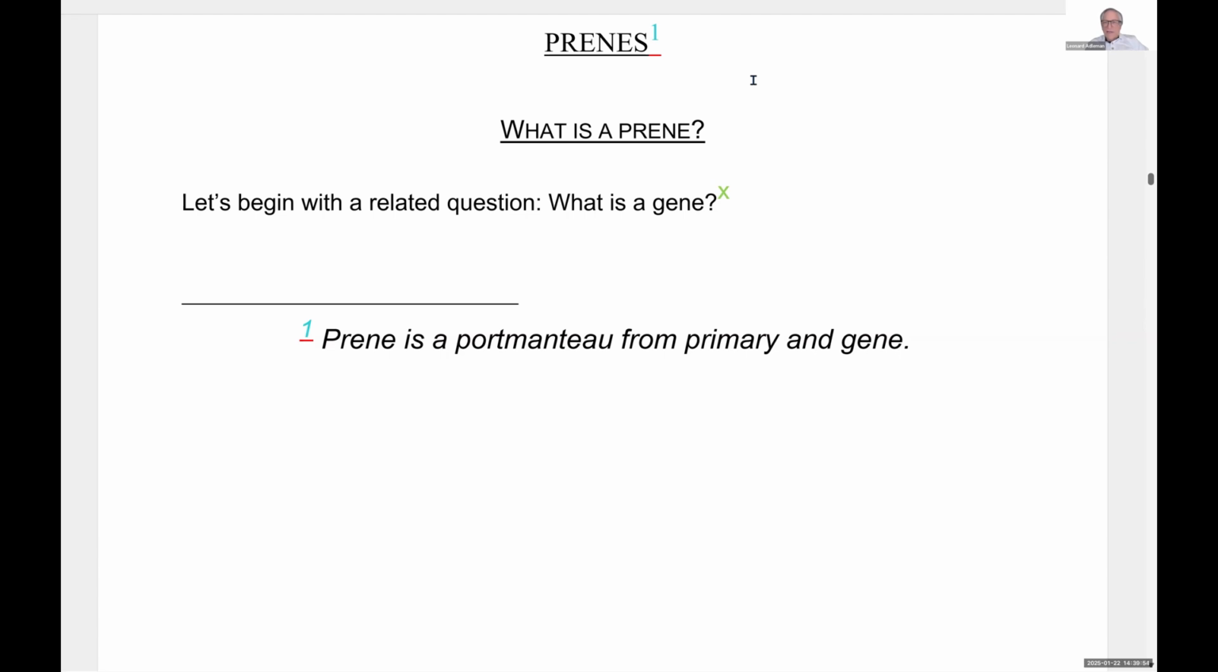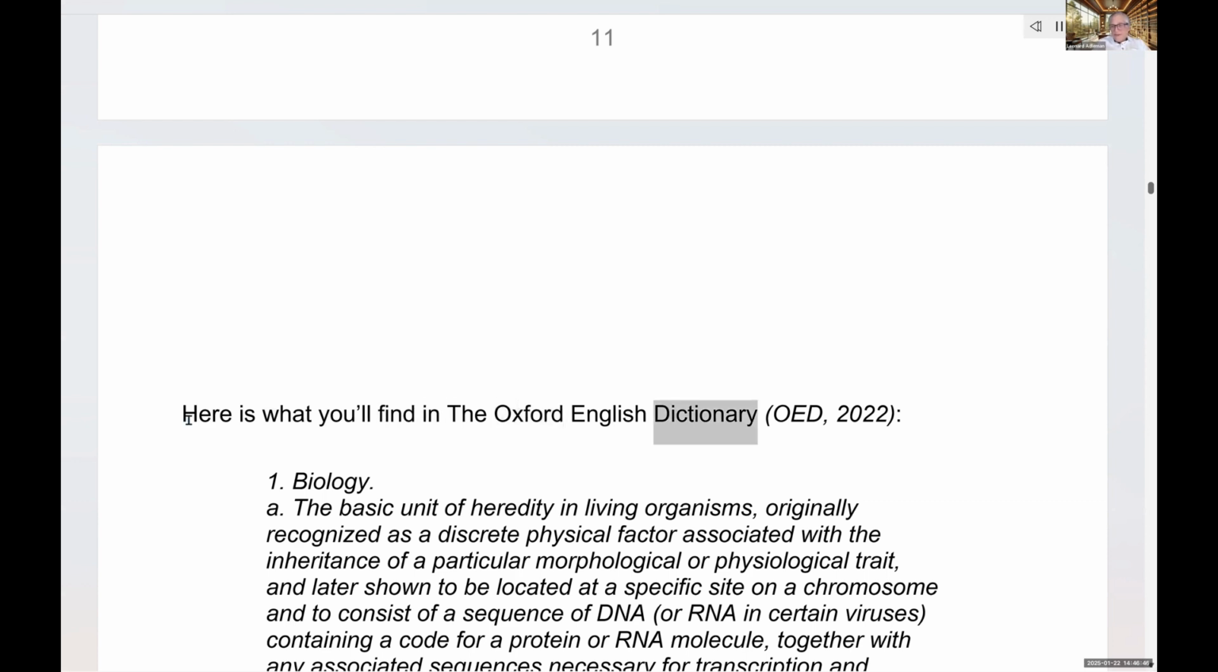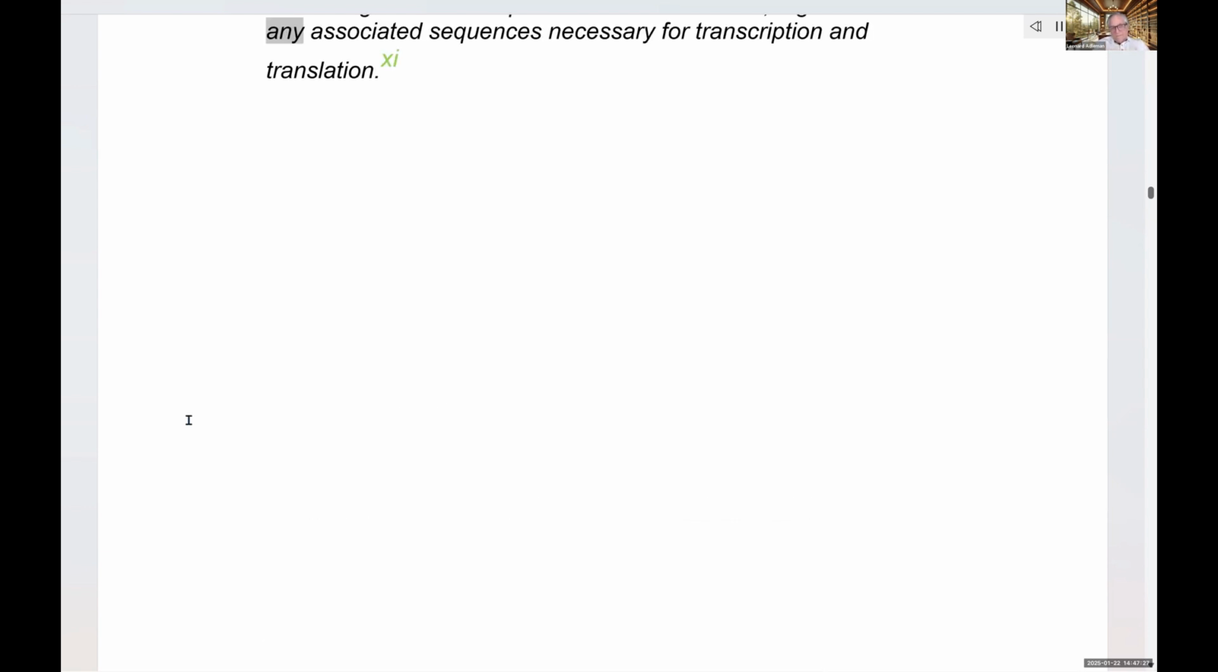All right. So what is a gene? Back to this. Here is what you'll find in the Oxford English Dictionary, OED, 2022. 1. Biology. The basic unit of heredity in living organisms, originally recognized as a discrete physical factor associated with the inheritance of a particular morphological or physiological trait, and later shown to be located at a specific site on a chromosome and to consist of a sequence of DNA, or RNA in certain viruses, containing a code for a protein or RNA molecule, together with any associated sequences necessary for transcription and translation.